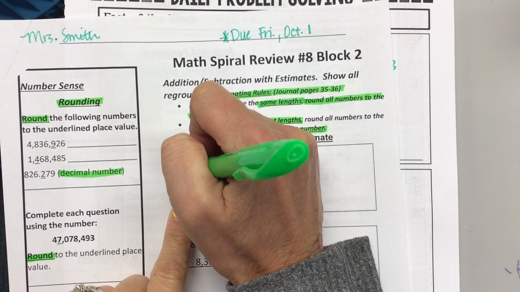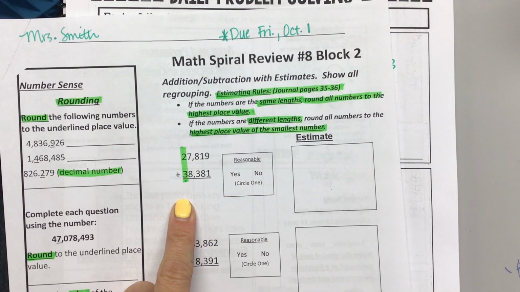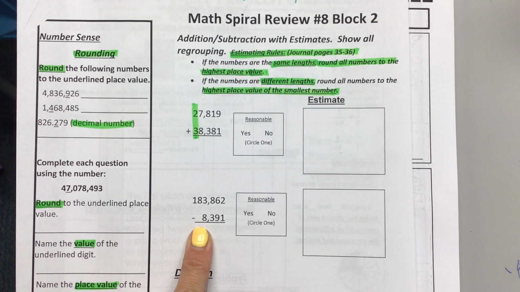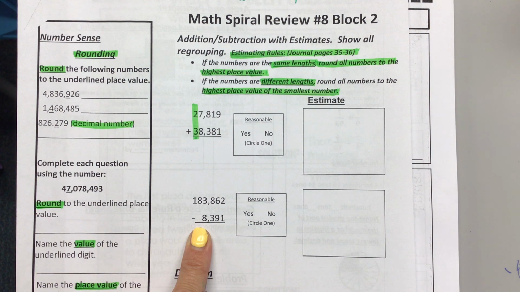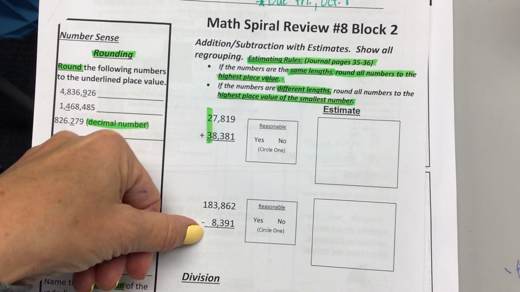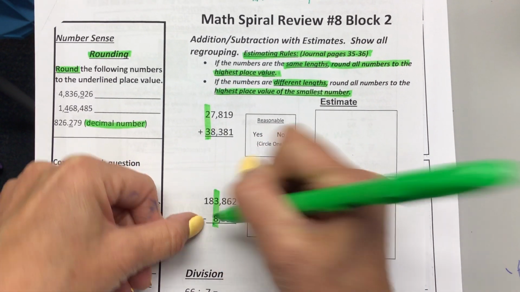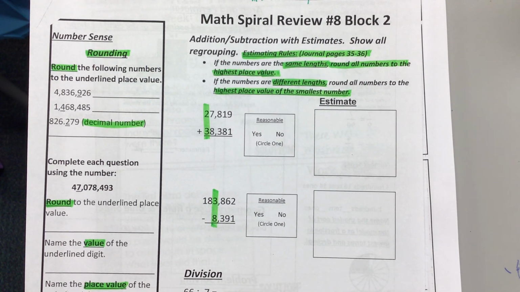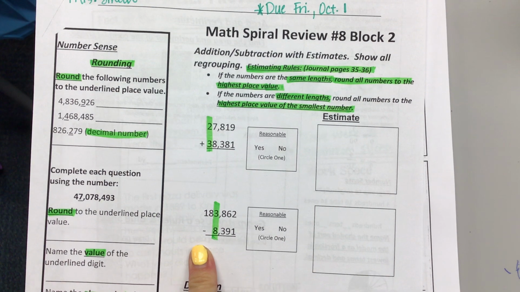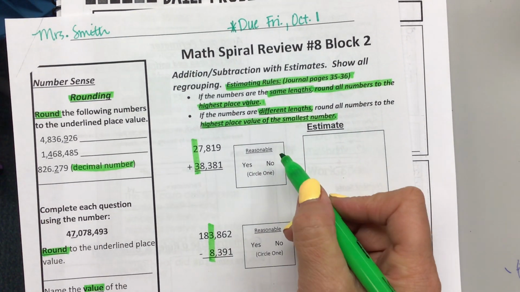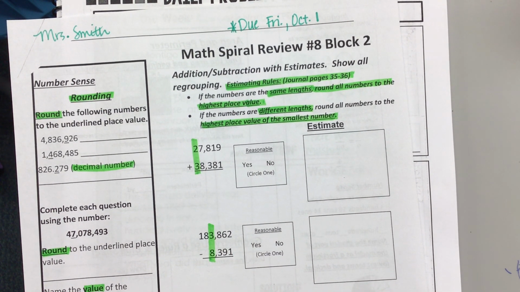So if they both have a 10,000th place, then you can round them both to the 10,000th place. But in this one, what's the highest place value that they both have? Eloise? No, this is 100,000s, but there's no 100,000s here. Thousands. Okay, I have to round them both to the same place value column. So if there's not a 10,000th digit or a 100,000th digit, I can't round to that column. Okay? Then we're going to talk about this word reasonable.